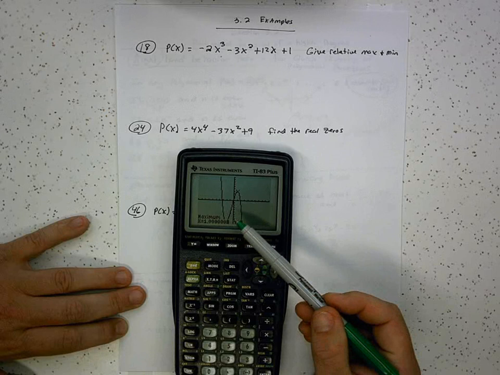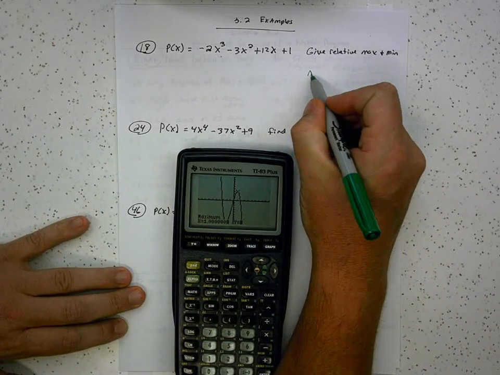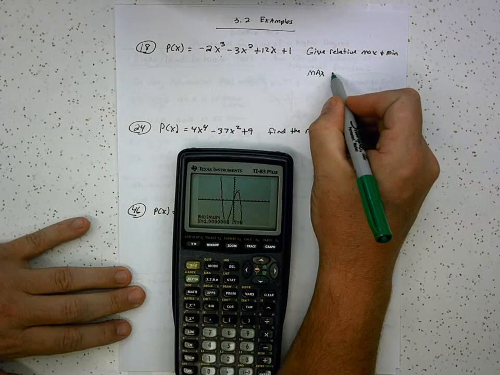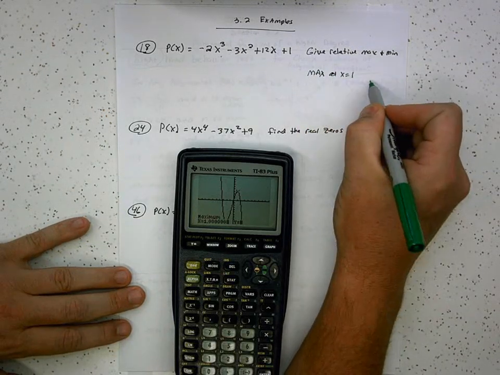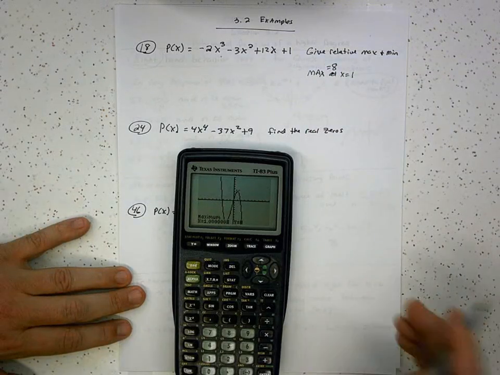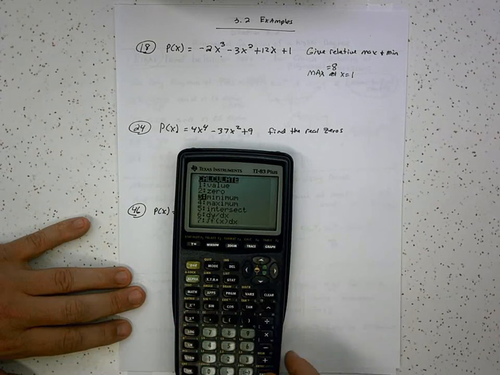So a relative maximum here is at 1. So I've got a max at x equals 1, and the max is 8. Okay, I'm going to do the same for a minimum. Second calculate, I'm going to go to the minimum value.